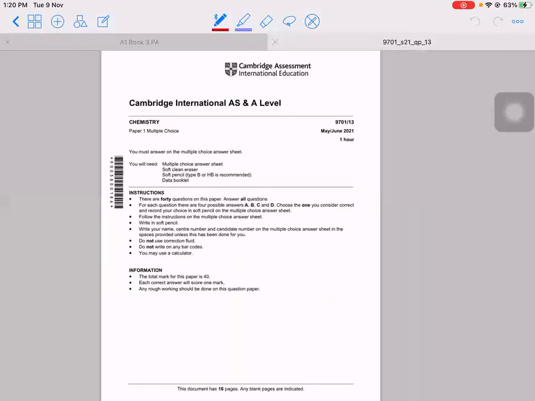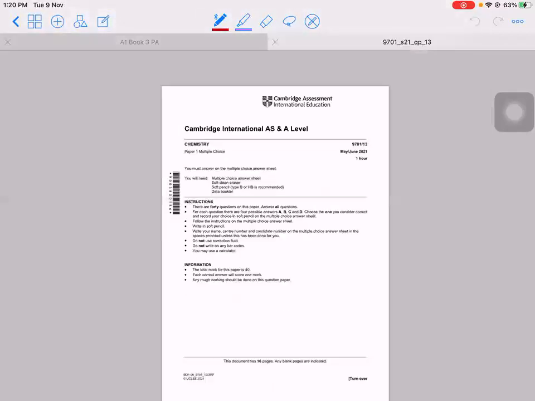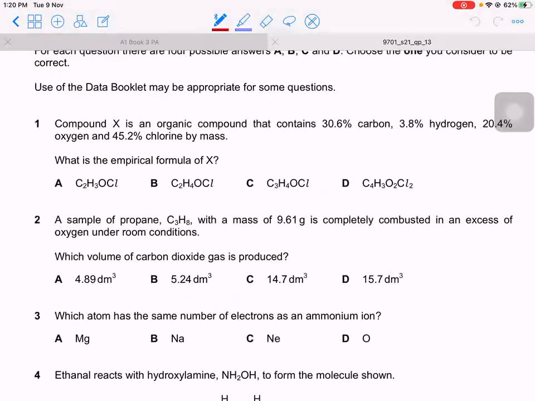So let's start with Summer 21, Variant 1-3. Question number 1. Compound X is an organic compound that contains 30.6% carbon, 3.8% hydrogen, 20.4% oxygen, 45.2% chlorine by mass. What is the empirical formula?